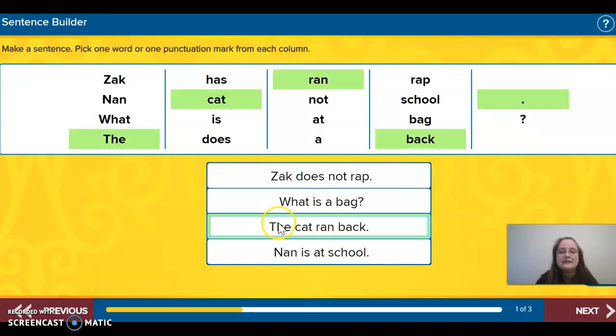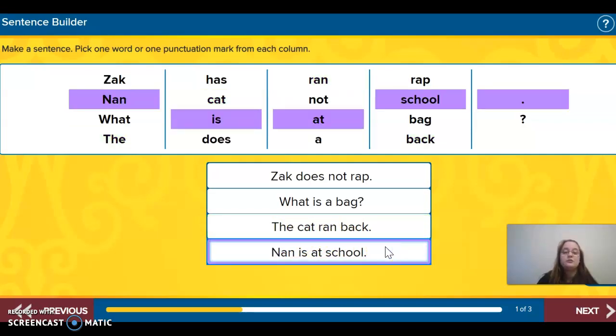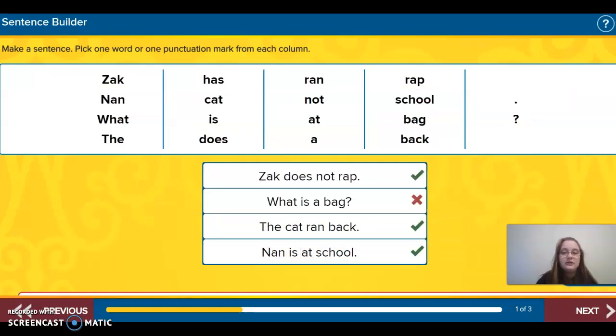Awesome, friends. And our next sentence is the cat ran back. So we're going to read that twice. The cat ran back. Good job. One more time. The cat ran back. Awesome job, friends. Our last sentence says Nan is at school. So we're going to read that twice together. Nan is at school. Again, Nan is at school. Awesome job, friends. Let's check our sentences. I mean, what is a bag is a correct sentence, so that's interesting.